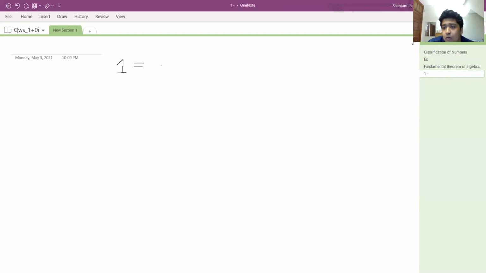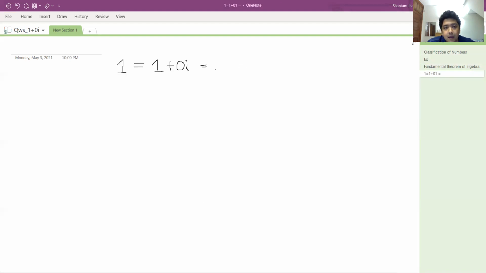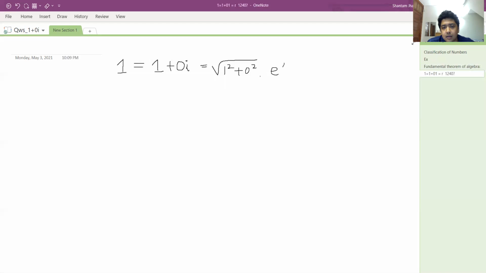1 is also known as 1 plus 0i, right? 1 is a real number with its imaginary part being 0. And how do I represent something called x plus iy? Well, I first find r e to the I theta, right? That is what it is. So I need r. And what is r? R is the length of the vector, the magnitude of the vector, which is given by the square root of x squared plus y squared. So let's do that. Square root of x squared plus y squared times e to the I theta, right?